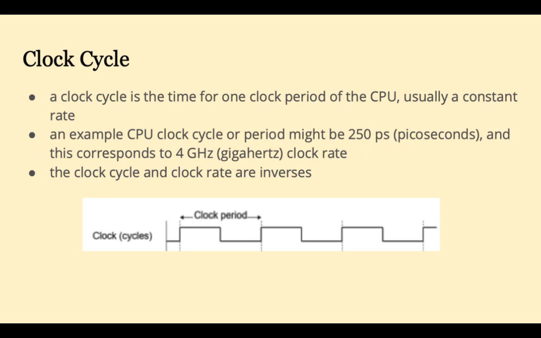The clock cycle is the time for one clock period of the CPU, which for now we'll think of as a constant rate. An example CPU clock cycle or period might be 250 picoseconds, and this corresponds to 4 gigahertz clock rate. The clock cycle and clock rate are inverses of each other.